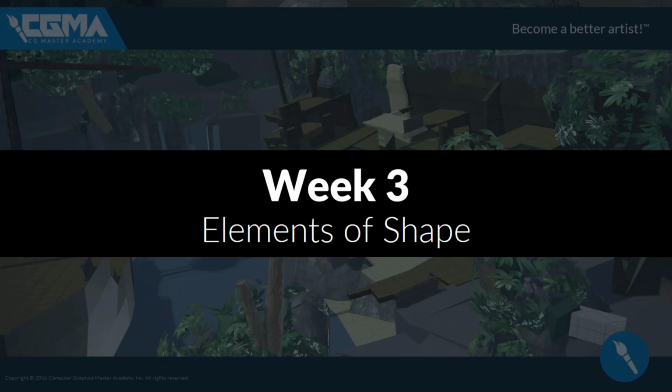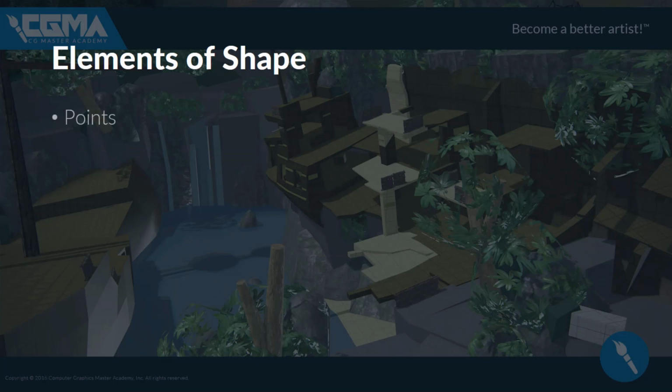So in order to get started with how we do that, we're going to go ahead and talk about shape and talk about the different elements of shape. And this gets a little geometrical in theory at first, but then we'll get into a little bit more of the practical. So shape, at its basic, can be broken down into points, lines, planes, and volumes.